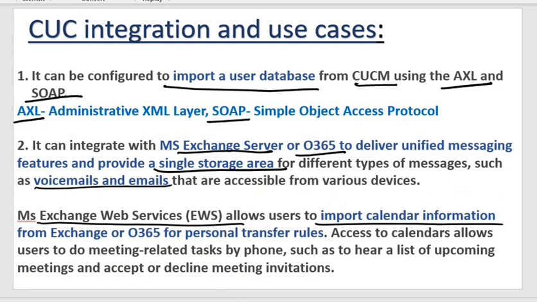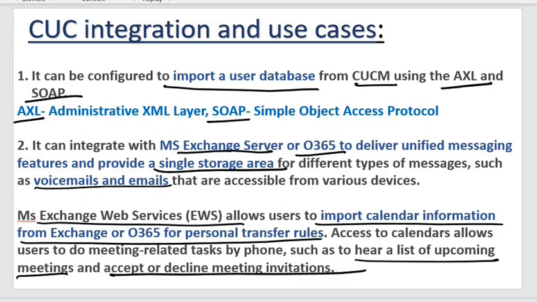So it imports calendar information from Exchange and Office 365 for personal call transfer rules. Access to calendars allows the users to do meeting related tasks by phone. You can join the call from your phone itself if you have integrated it with the Exchange server. You can hear a list of upcoming meetings and accept or decline meeting invitations from the end device.